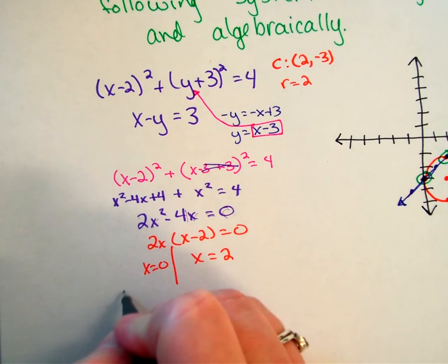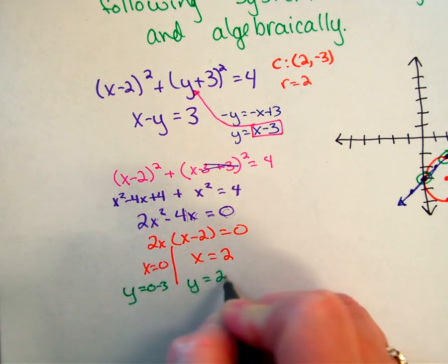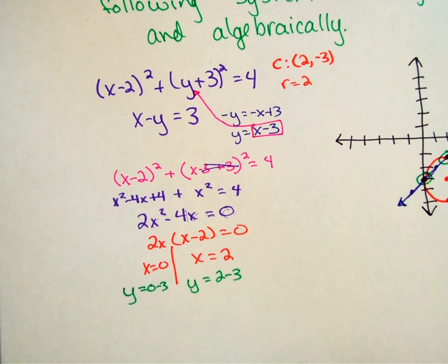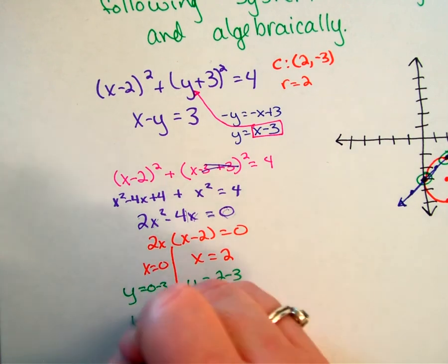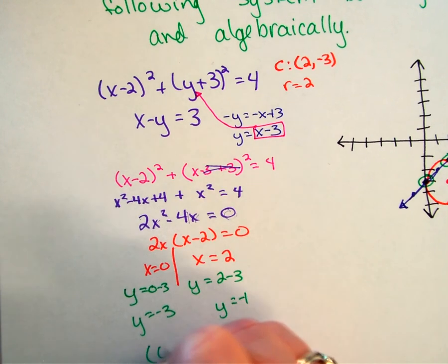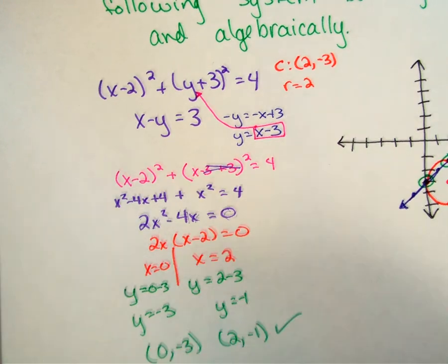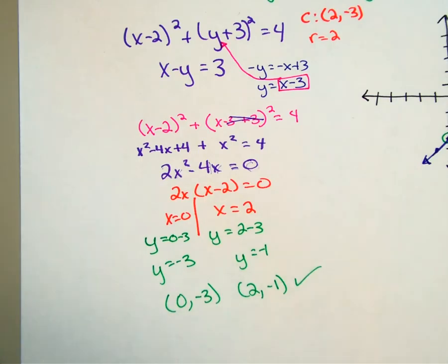And then I'm going to plug those in. Again, I'm using that same linear equation that I had up above. So I get negative 3 and negative 1, and my answers match what I had graphically. That means we did it correctly.